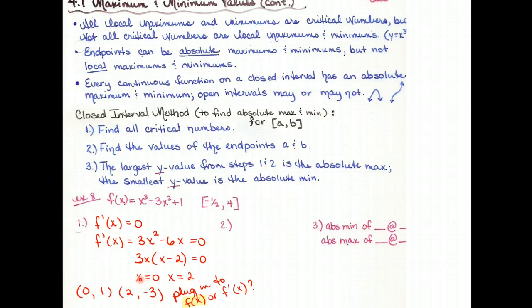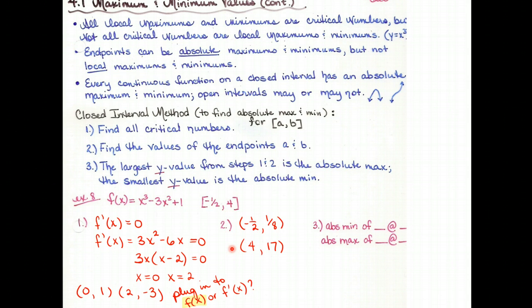All right, now step number 2, I need to check my endpoints. Same story. I'm going to take negative 1/2 and plug it into the function, and I'm going to take positive 4 and plug it into the function to get the y values. So absolute maximums and minimums could occur at the relatives, so we've got those covered down here, or at the endpoints, so we've got those covered right here.